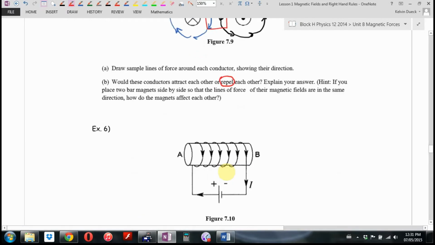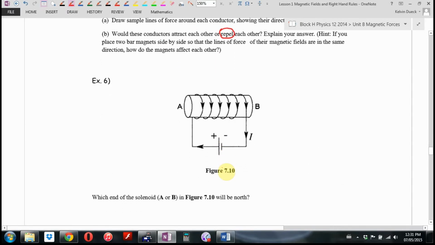Example 6. As a review from last day, which end will be north? Try this one on your own. This is the right hand solenoid rule. Put the pen down. Hold the solenoid in your right hand, Riley. Curl your fingers in the direction of the current, which means you're either going to hold it this way or you're going to hold it that way. Those are the only two ways. One of those, your fingers will be pointing in the direction of the current. This way, yeah? Is that right?